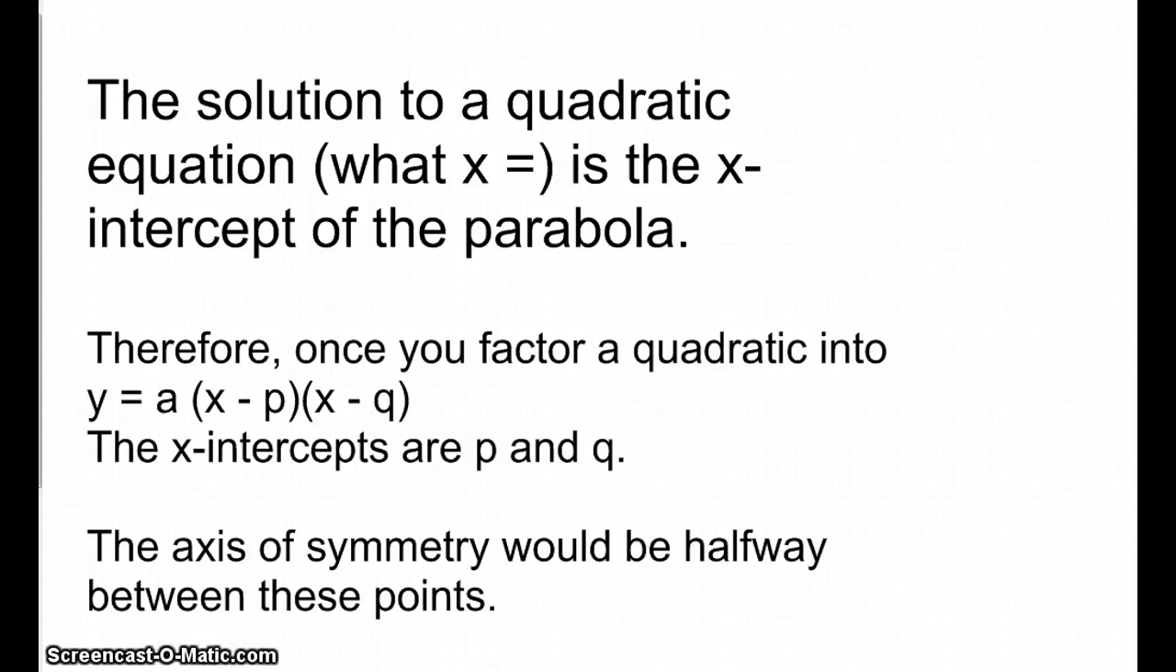Therefore, once you factor a quadratic equation into this form, y equals a times x minus p, x minus q, the x-intercepts of the parabola will be the p and q values. That is, what you get when you set x minus p equal to 0 and solve for x, and x minus q equal to 0 and solve for x. The axis of symmetry would be halfway between these 2 points because they're equidistant from the center.